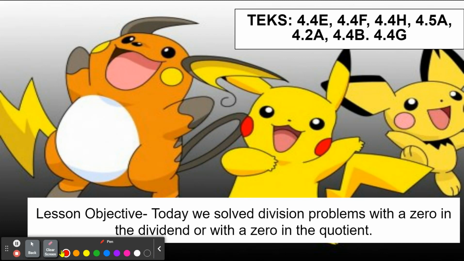All right, let's go ahead and review today's lesson objective. So today we solved division problems with a 0 in the dividend, the number that we are dividing, and or with a 0 in the quotient, the answer.